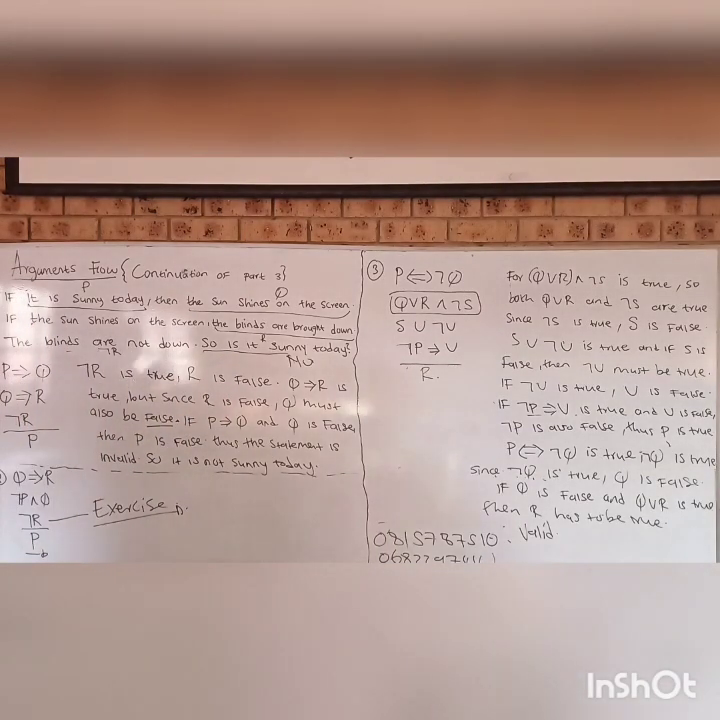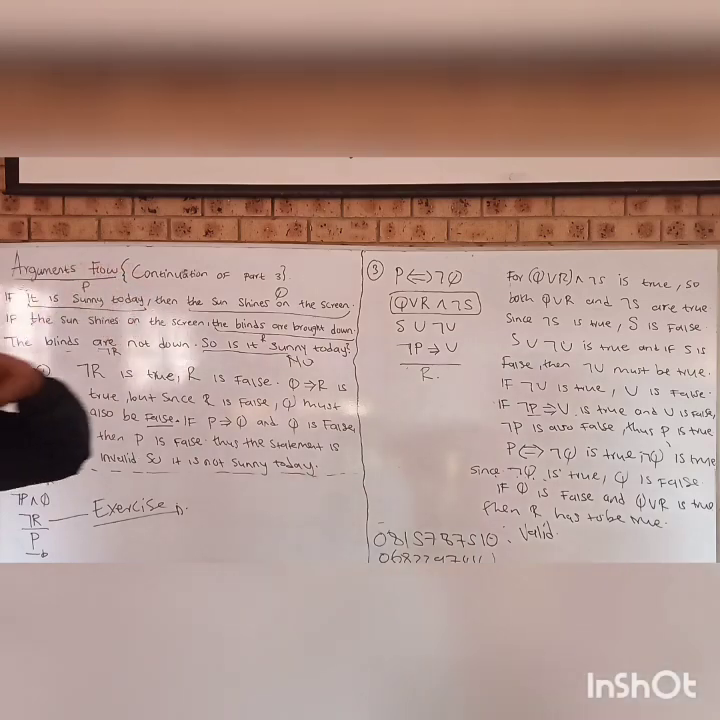Since we know that Q implies R is true and R is false, Q must also be false, because a false can imply a false, but a true cannot imply a false. So since we know that Q is false and P implies Q is true, then P is false. So our answer to the question is no. It is not sunny today, because we got P, "it is sunny today", to be false. So we got not P. Therefore the statement is invalid. This one is an exercise for you to do. So can we proceed to the next example?